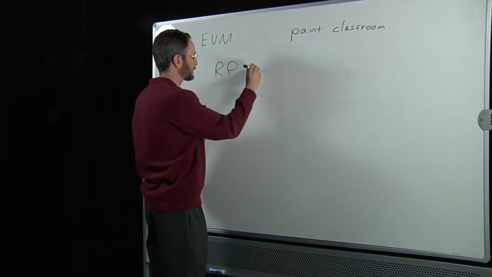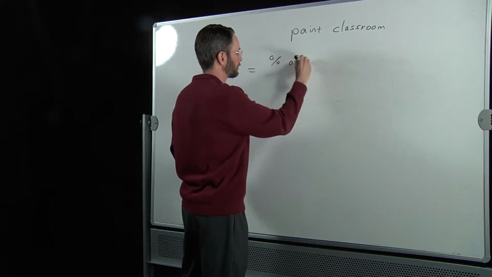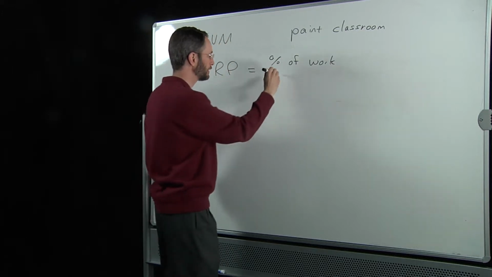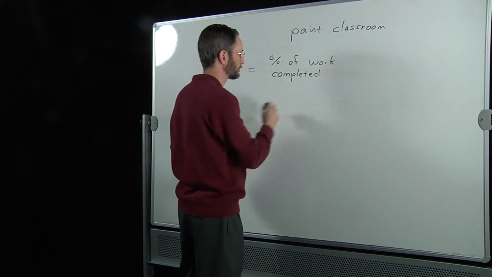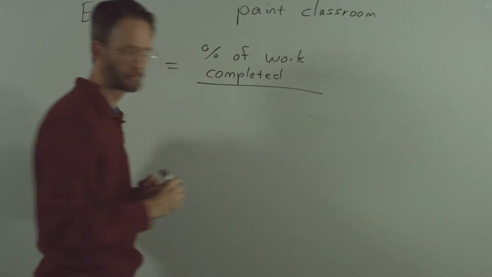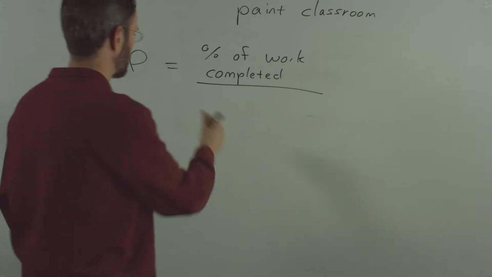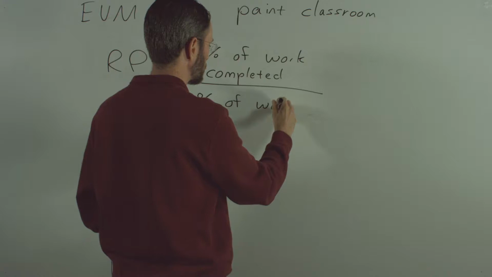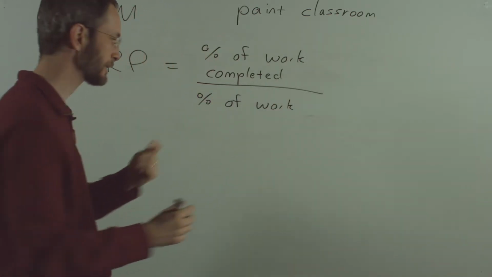So rate of performance equals the percent of work actually completed divided by the percent of work that you plan to have completed by this point in time.